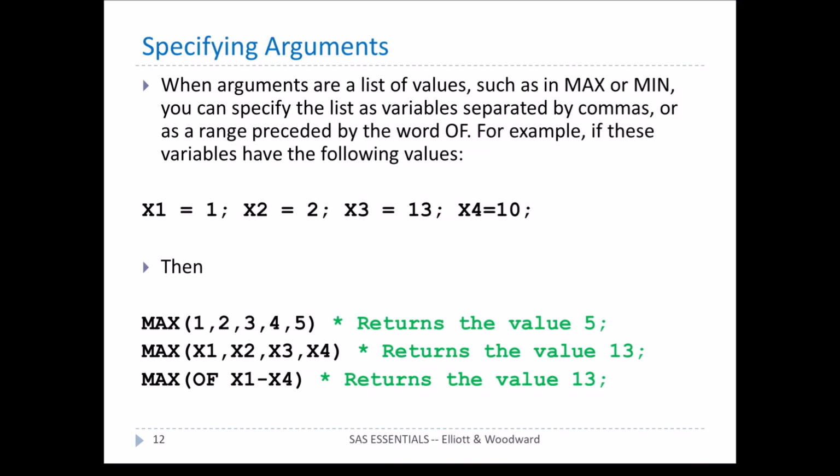To specify arguments, we can either assign a number to a variable, or the variable can be part of a data set that we're using. So in this example, we're assigning some values like x1 equals 1 and x2 equals 2 and so forth. And then we can use those values or the numbers themselves in a function. So here are some examples. If I have max(1, 2, 3, 4, 5), that's going to return 5 because it's the largest value. Max(x1, x2, x3, x4) is going to return x3, or 13, because that's the largest value.